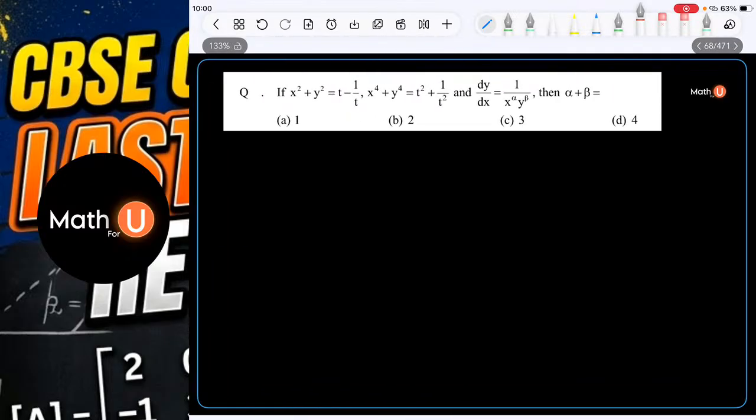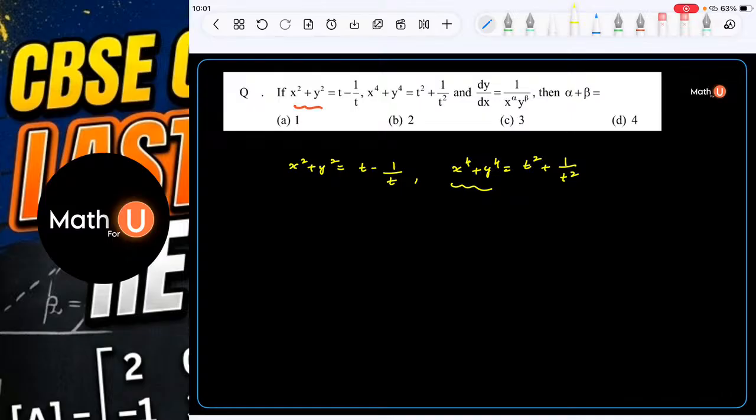Okay, next, this is the question, a very important question. What is given here? Given that x square plus y square is equal to t minus 1 by t, and x raised to the power of 4 plus y raised to the power of 4 is equal to t square plus 1 by t square. Can I rewrite this one? I write x power of 4 as x square whole square, y power of 4 as y square whole square.